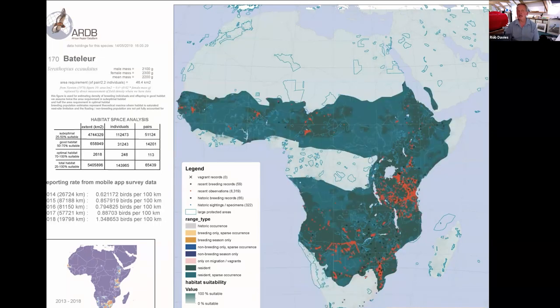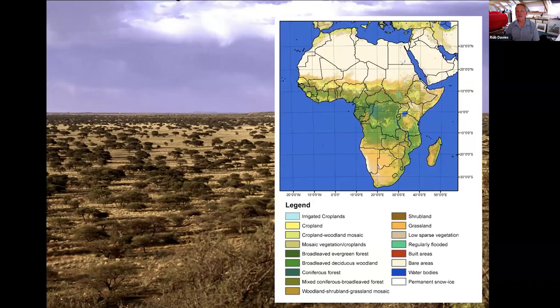Rather similar is the battler eagle, same pattern, but here the battler is moving a bit further into the woodlands and is not going into the true deserts. So the battler inhabits what people refer to as miles and miles of bloody Africa. And they're really talking about these amazing savannas.